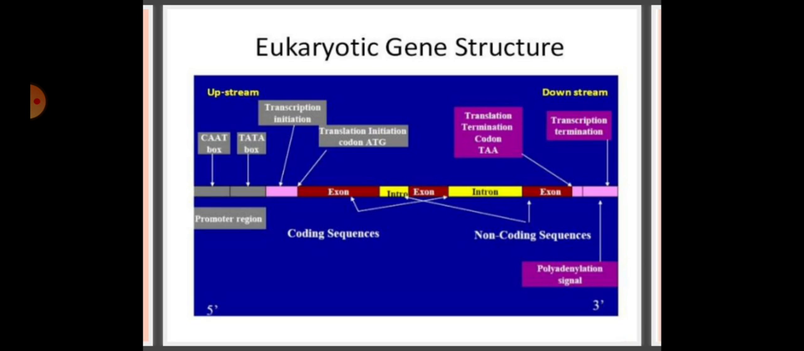Now, the introns are the non-coding sequences, which are spliced and removed from a functional mRNA chain. Now, at the end, when you come to the downstream portion, transcription is terminated, polyadenylation signal starts, and poly A chain is added. Now the whole process, you can see in the bottom of the square, begins from the 5' end to the 3' end.